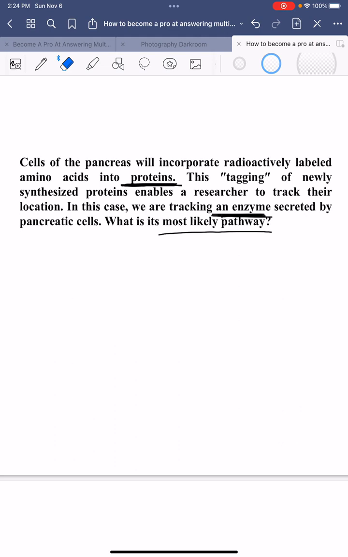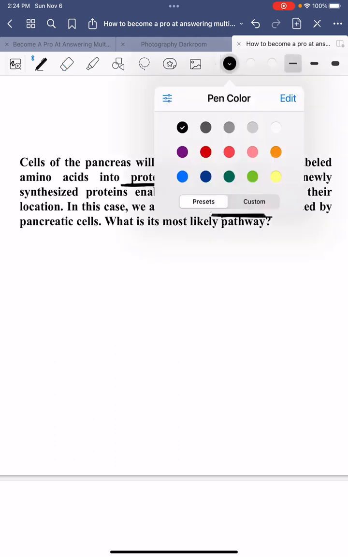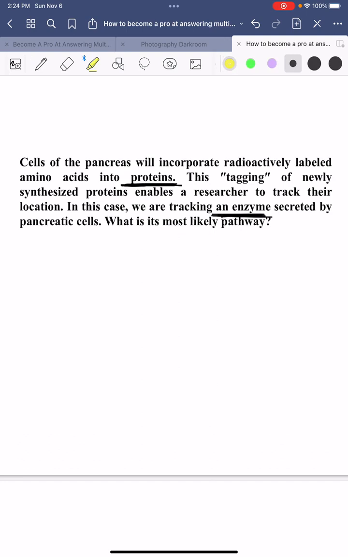So they're asking you, what is the most likely pathway here to produce a protein? What is the most likely pathway to produce a protein? And an example is an enzyme in this question. You know, they are including an organ here, the pancreas. Well, it doesn't really matter which organ they're referring to.